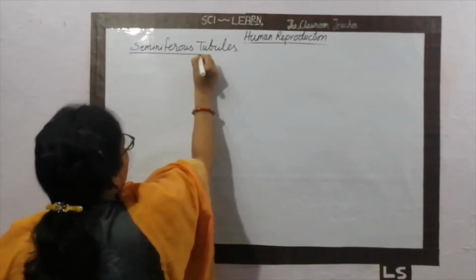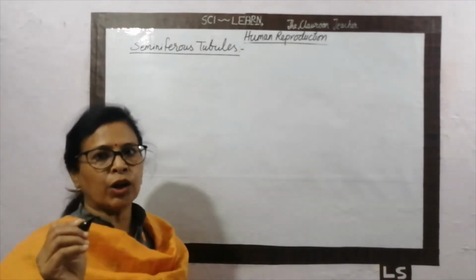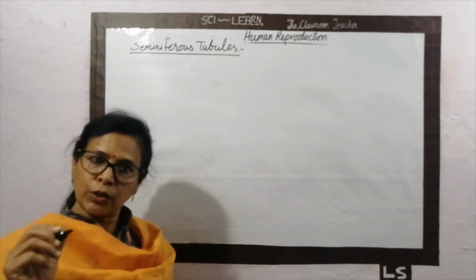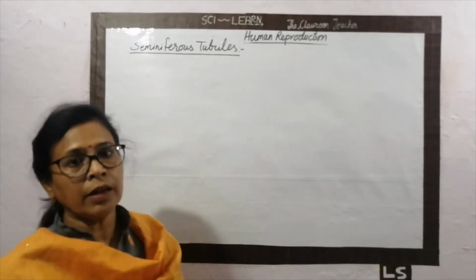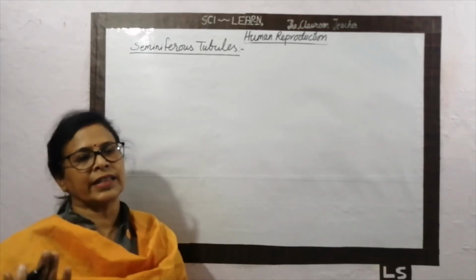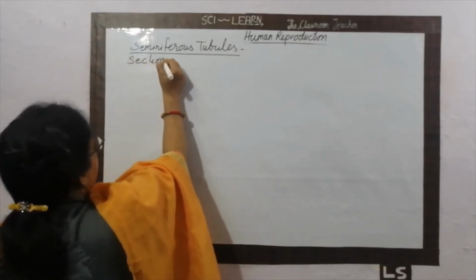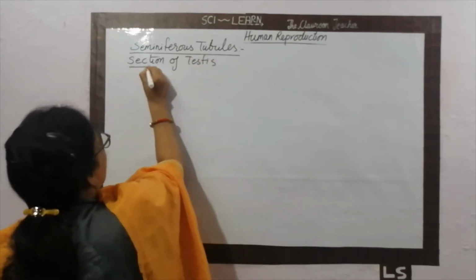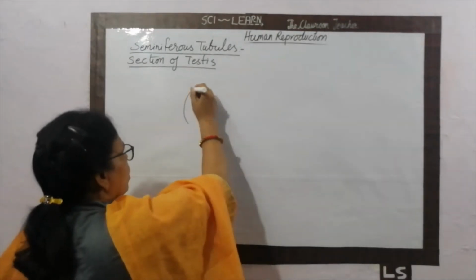Now you know very well where the seminiferous tubules are present. These are present inside the locule of the testis. In each locule, about 1 to 3 seminiferous tubules are present, and roughly 900 seminiferous tubules are present in the testis. We are going to cut a section of this seminiferous tubule. It is a tube-like structure. So when we cut it, we see the structure somewhat like this.